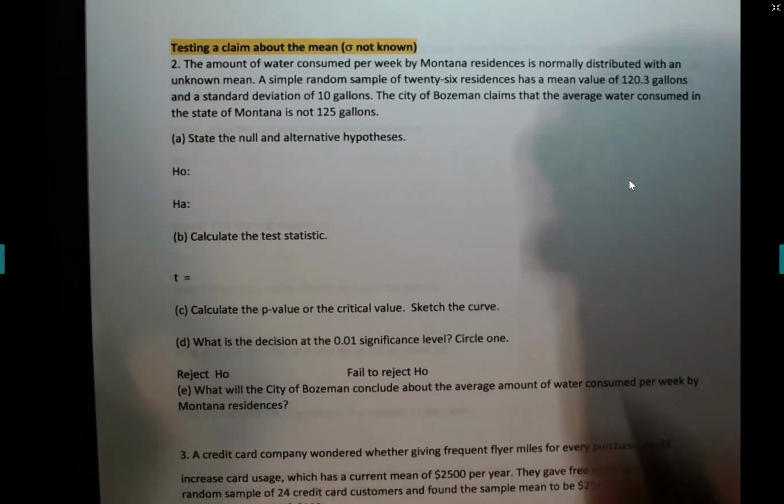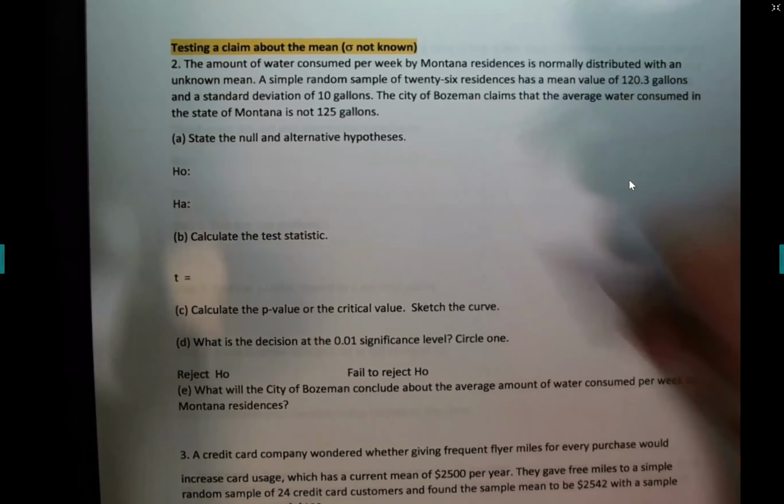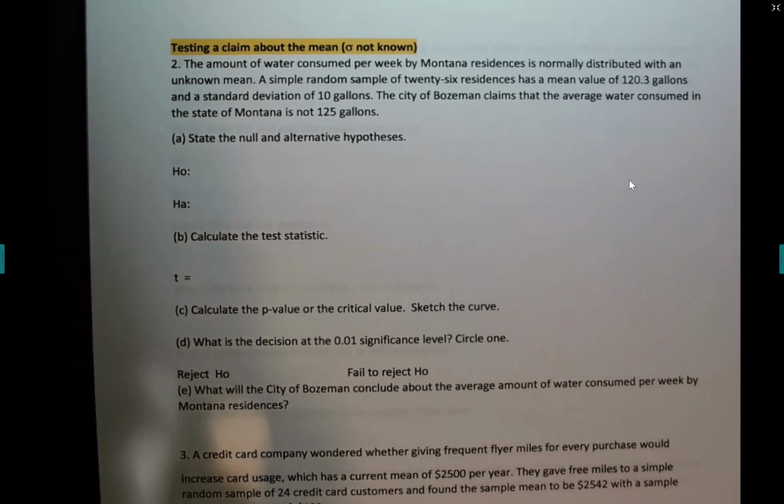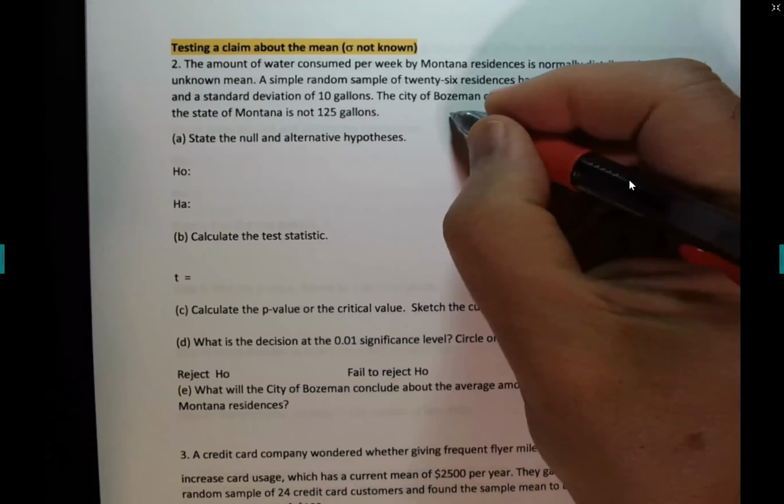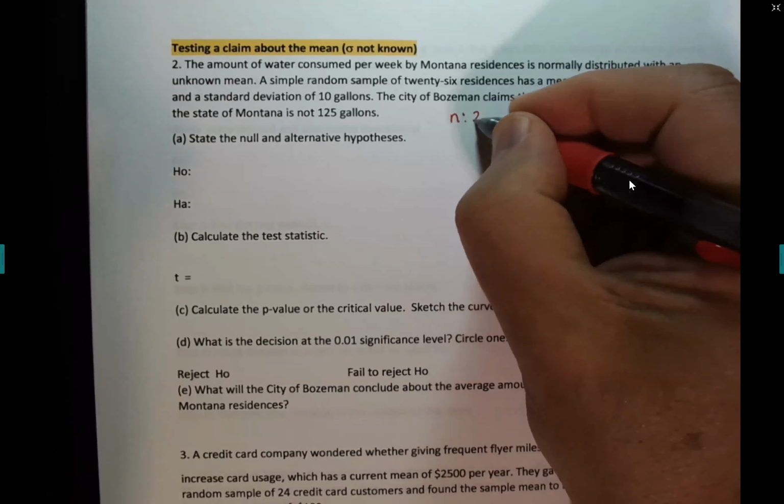What's 26, guys? N. Don't be afraid of saying N, because it is indeed N. If you make it something else, you ruin the entire problem. It is N.